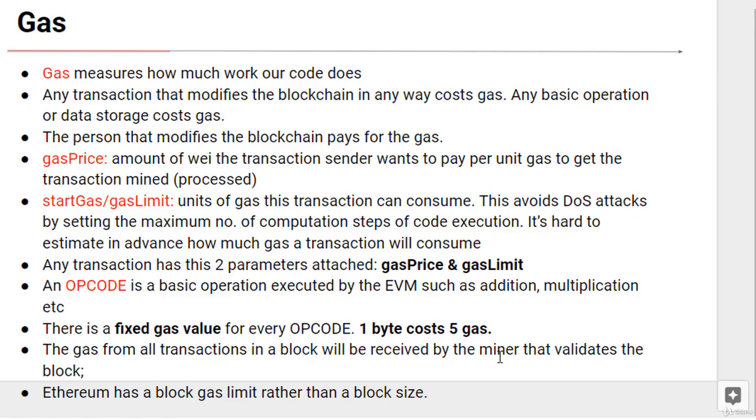You must also know that the gas from all transactions in a block will be received by the miner that validates the block. And we must also know that Ethereum has a block gas limit rather than a block size. Bitcoin defines the maximum block size of 1 megabyte. Here, we don't have such a definition or such a limit. Ethereum doesn't impose a size limit. It imposes the maximum gas that all transactions in a block can consume.